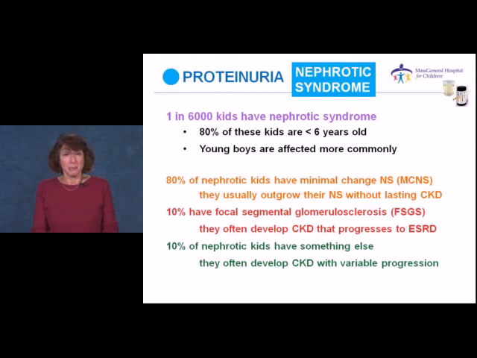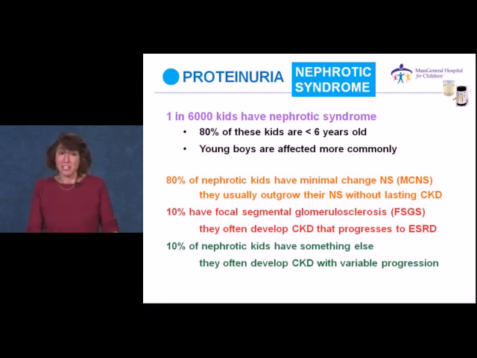So nephrotic syndrome in pediatrics, 1 in 6,000 children have it. 80% of these kids are less than 6, and it's more common in young boys than in young girls. Most of the kids who have nephrotic syndrome have minimal change nephrotic syndrome, and they usually outgrow their nephrotic syndrome without long-term chronic kidney disease.